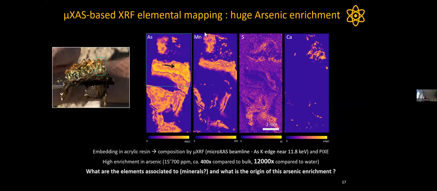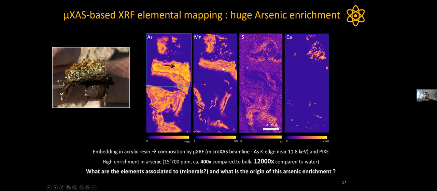And the first thing we saw is that it was super enriched in arsenic. So we went to the synchrotron to get a better view of this arsenic enrichment. And we could actually quantify it to more than 15,000 ppm, which is 400 times the arsenic composition of the whole mat. We reached 15,000 ppm within this lamina here. And it's 12,000 times more than the arsenic in the water of this sinkhole it was sampled from. So this is quite intense.